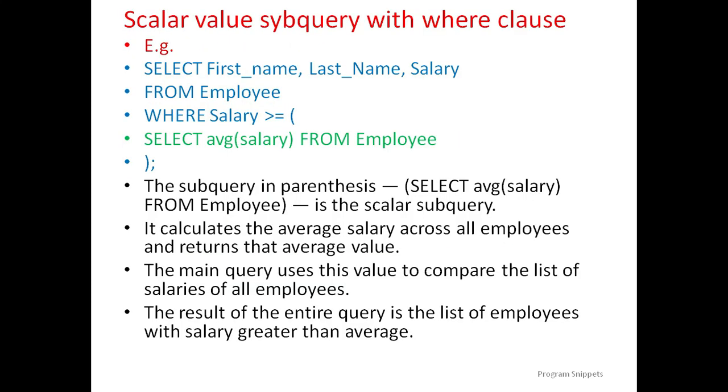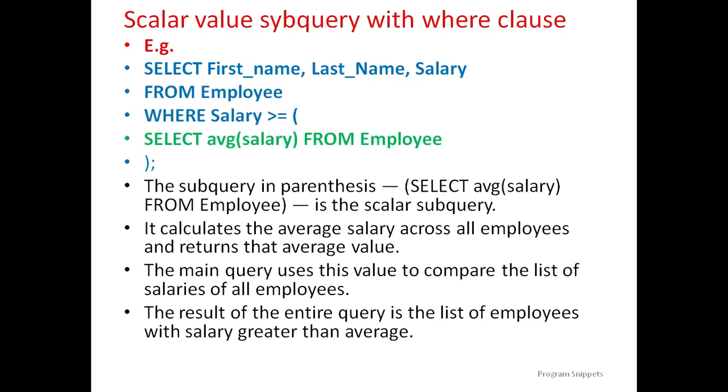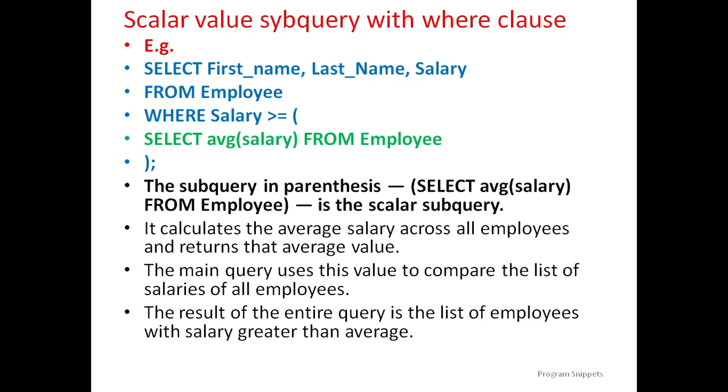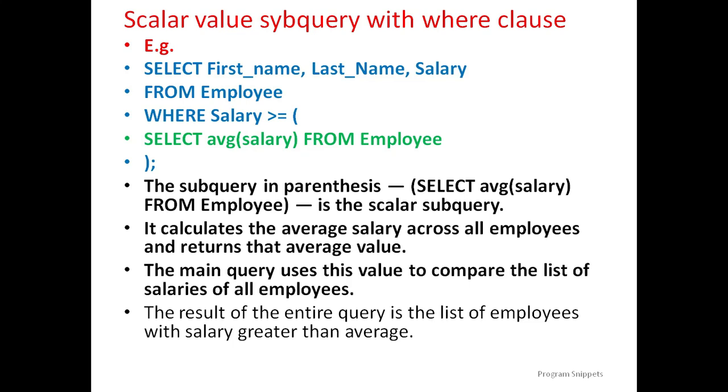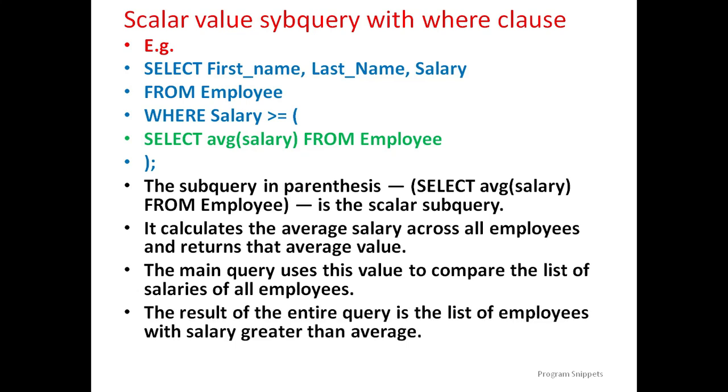For example, first we'll see scalar value subquery with where clause. Here we have defined a query as select first name, last name and salary from employee, where salary is greater than or equal to, we'll select average salary from the employee. Here the subquery in parentheses, that is select average salary from employee, is the scalar subquery. It calculates the average salary across all employees and returns the average value. And the main query uses the value to compare the list of salaries of all employees. And the result of the entire query is the list of employees with salary greater than the average.